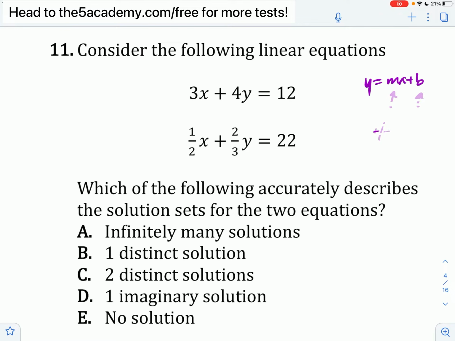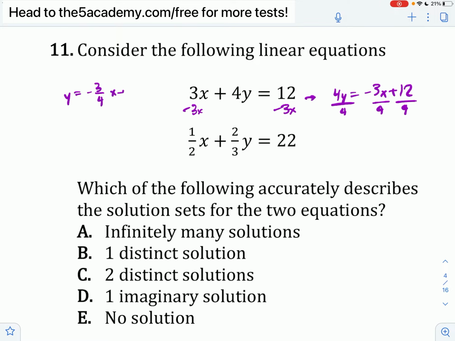All right, so let's convert into that form. The way we can do that is just solve both these equations for y. So I'm going to subtract 3x on both sides first. This turns into 4y equals negative 3x plus 12. Divide everything by 4 to isolate the y. We end up getting y equals negative 3/4x plus 3. All right, that's your first equation.